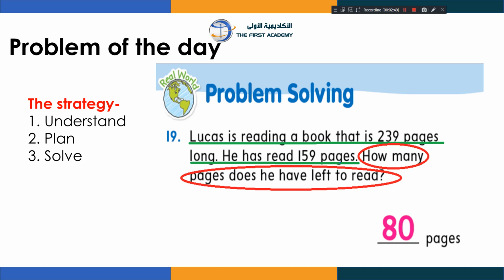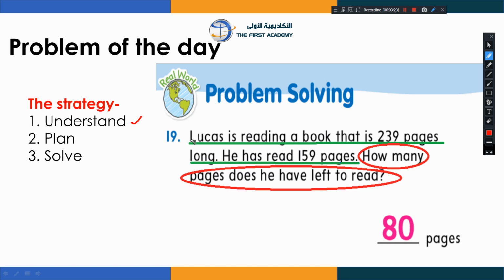So, let's go to the problem of the day. Remember always the strategy for solving problems is number 1, read it and understand it. Number 2, plan. And number 3, solve. So when we are doing the step number 1, which is understanding, we need to see and read, and we have to underline what we know.